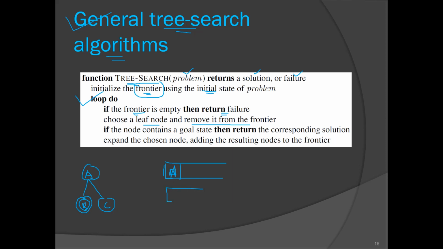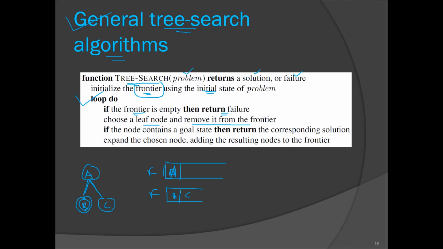So our frontier is now empty. Okay, A is removed. If the node contains a goal state, if A is a goal state, no, false, right? Otherwise we would have written the corresponding solution. So A is not a goal state, so we'll go to the next step. Expand the chosen node. So we'll expand A. Now B and C are generated, adding the result nodes to the frontier. So B and C are added to the frontier.